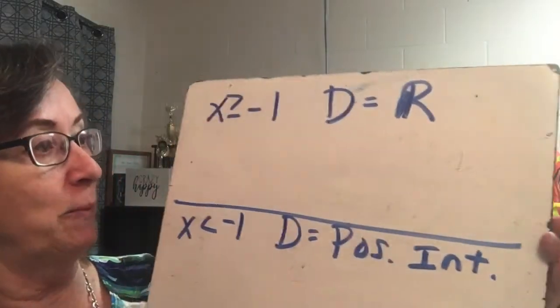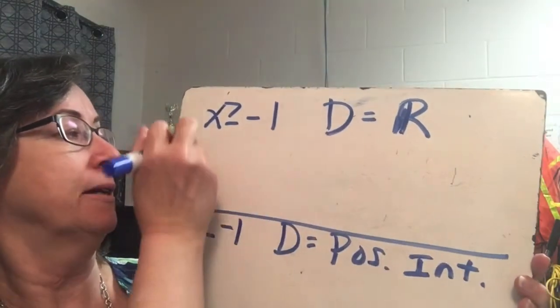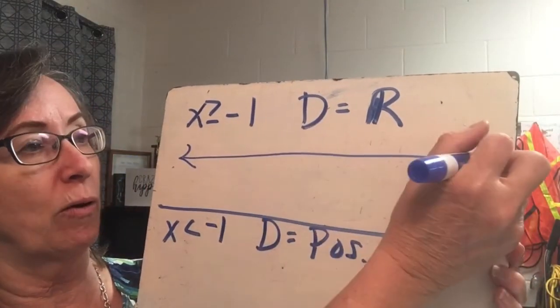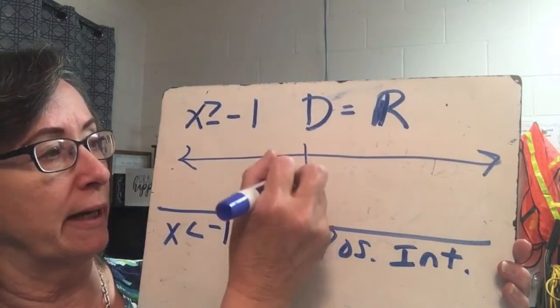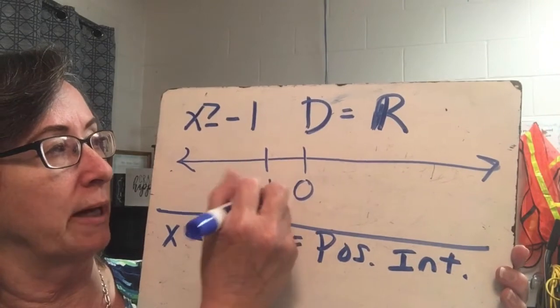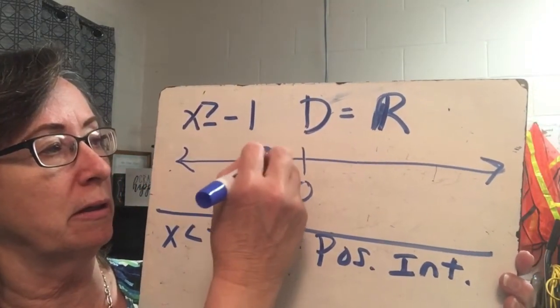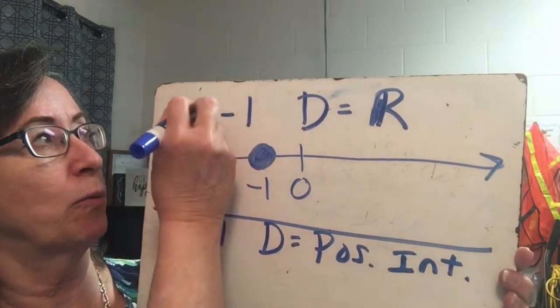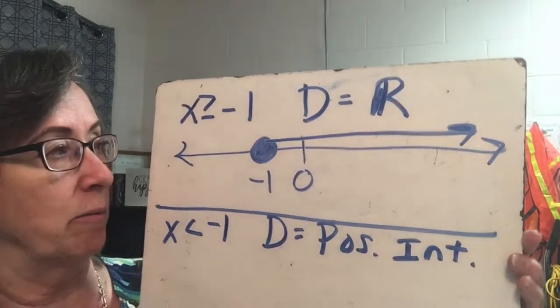Here we have a couple more examples. Here the domain is real, so we use the whole real number line, and x is greater than or equal to -1. Here's 0, here's -1. Since it's greater than or equal to, we put a closed circle on -1 and go to the right.